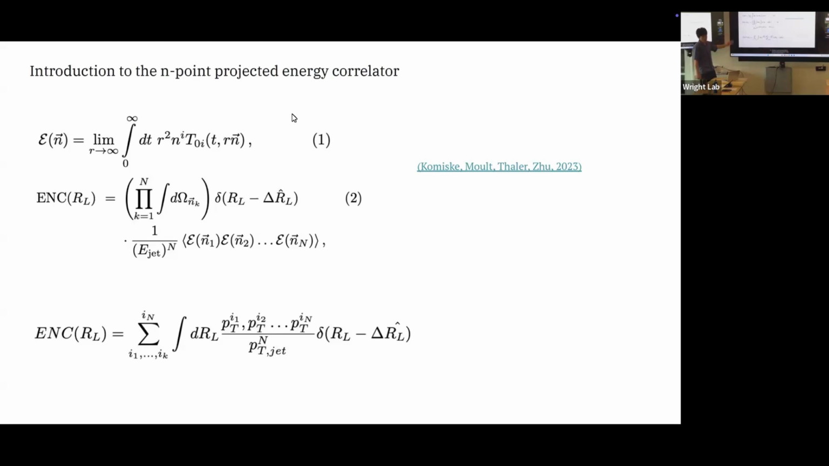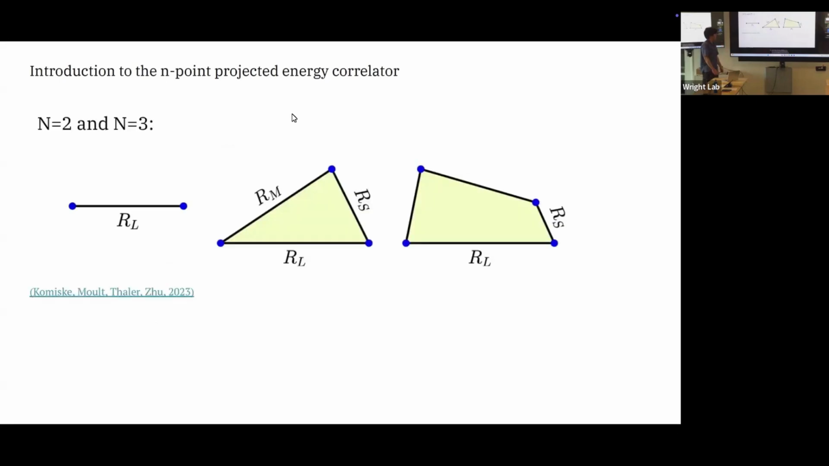This is a rather scary definition. Luckily we have an experimental definition that's a little more tractable for studies in our detectors, which is just filling a distribution weighted by particle PTs. I'll get into more detail about the combinatorics and how we actually fill these distributions later on. But there's a very nice geometric representation for this.